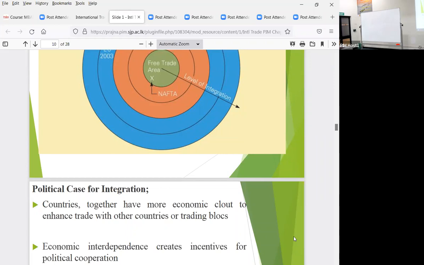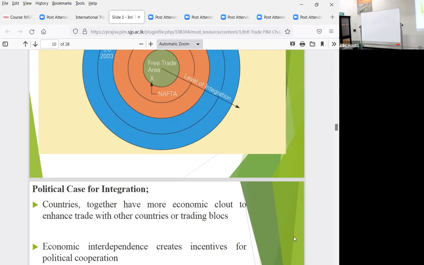Right, political case for integration. Countries, when they are together, have more economic clout to enhance their trade with other countries or trading blocks. This is the case with the EU versus the USA. If the EU is not one block, it is very difficult to match the USA. When the EU is together, they are equal to the USA. They have the bargaining power and so on. So that is the political case for integration.